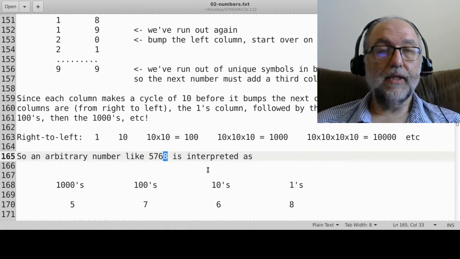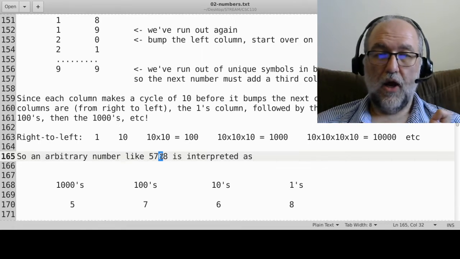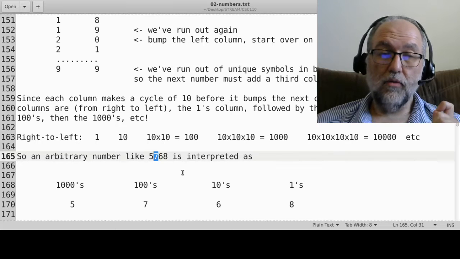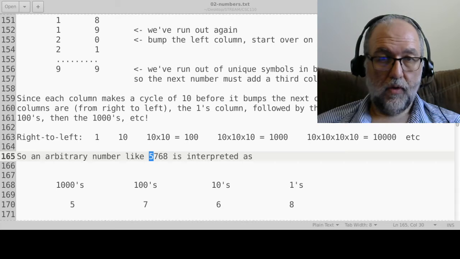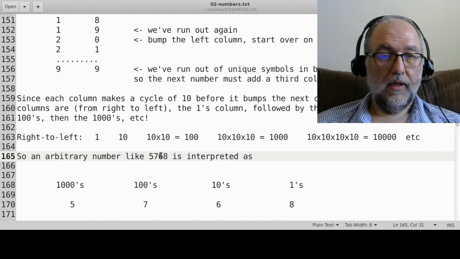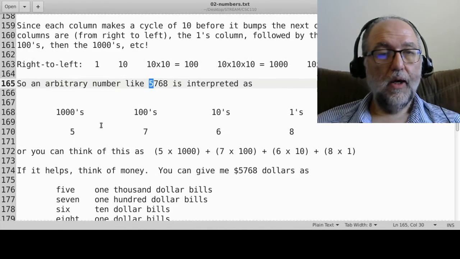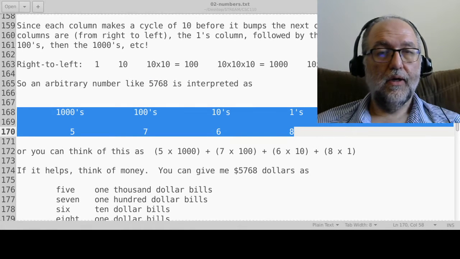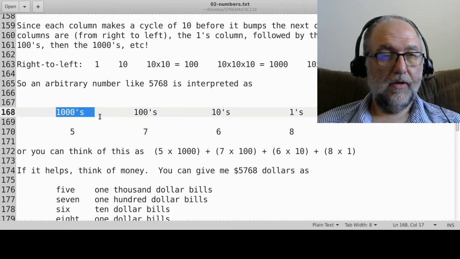So you see that 8 there, it's in the ones column. You have to identify that. The 6, that's in the tens column. The 7 is in the 100s column, and the 5 is in the 1,000 column. So once again, the ones, the tens, the hundreds, and the thousands column. All right, and so here I've got the number written out like this. You could see here the 8 is in the ones column, the 6 is in the tens column, the 7 is in the hundreds column, and the 5 is in the thousands column.